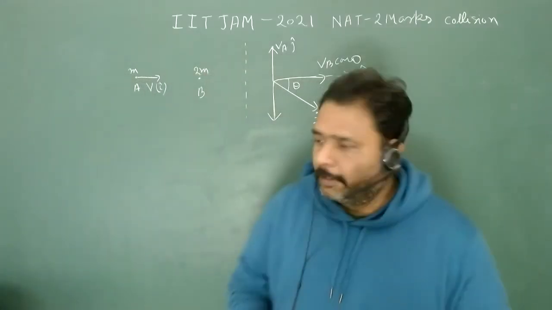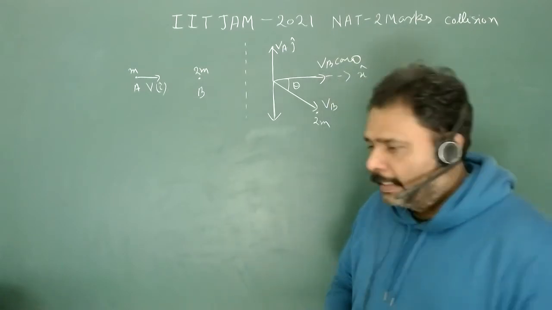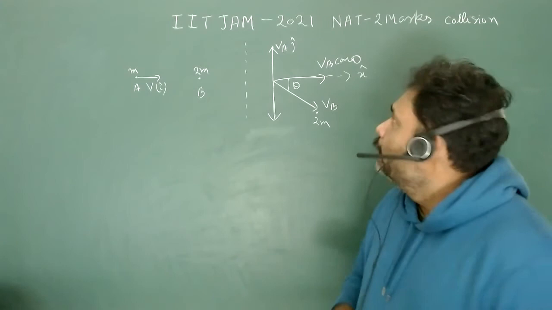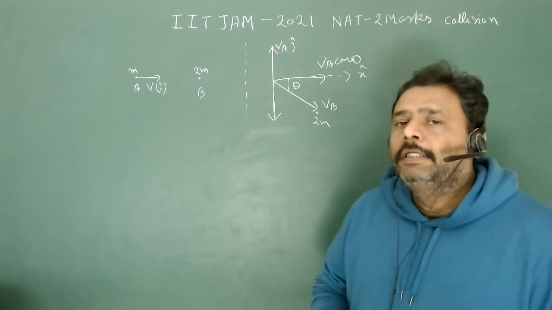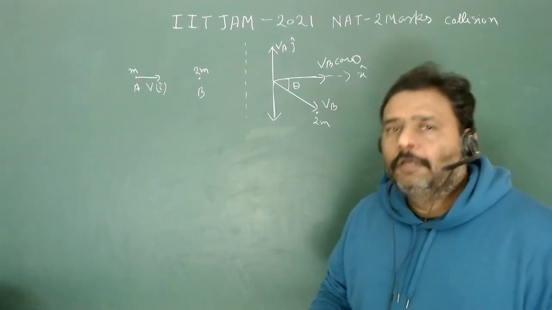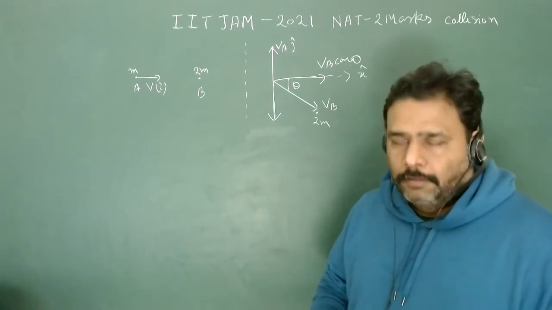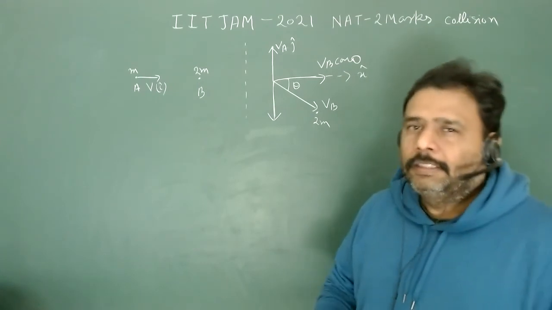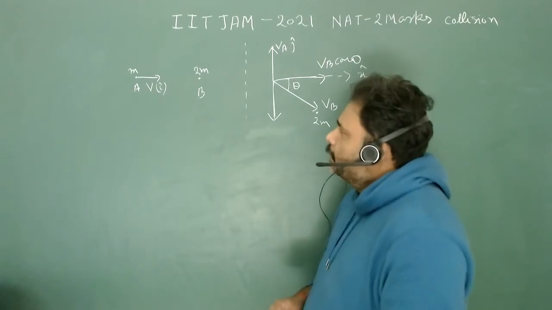Hello students, so let's try to solve one more problem, and it is from IIT JAM 2021. This is a NAT type problem, numerical answer type, and this problem belongs to mechanics, collision and conservation of energy as well as conservation of momentum. So the problem is very straightforward.